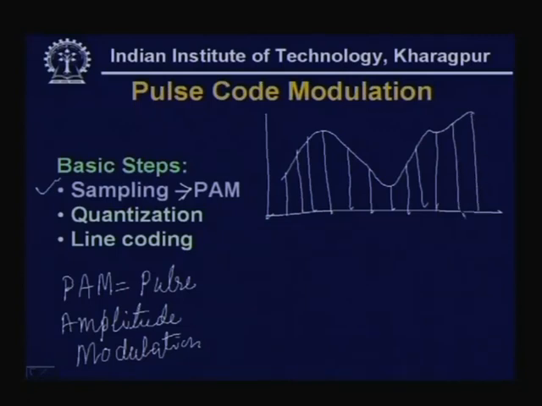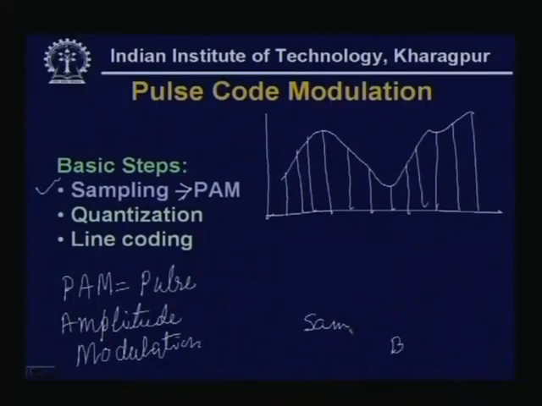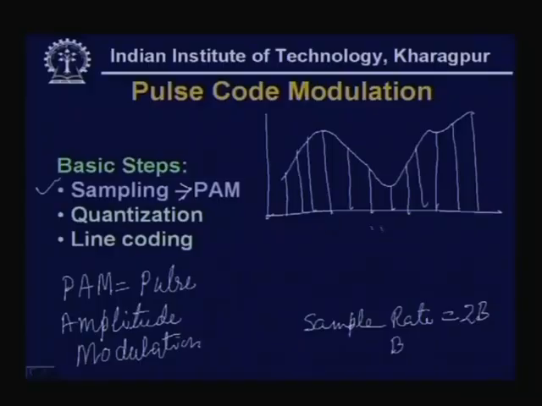When you do the sampling, as you know, you have to follow the Nyquist criteria. Nyquist criteria says if the signal has a bandwidth b, then the sample rate has to be 2b. Suppose you are sending a voice signal. The voice signal has a bandwidth of 4 kilohertz, so your sample rate has to be 8 kilohertz. That is the rate at which it is being sampled.